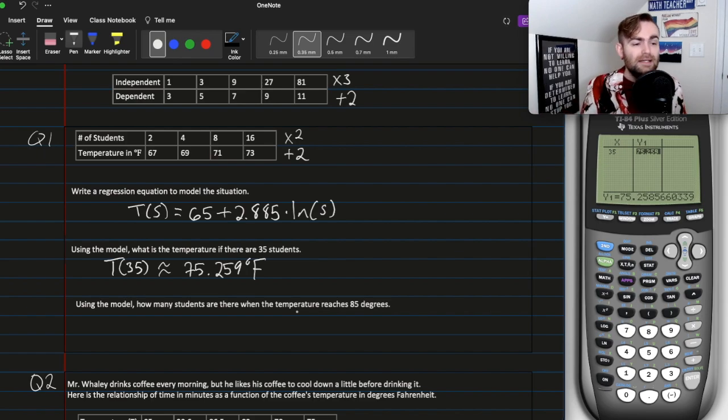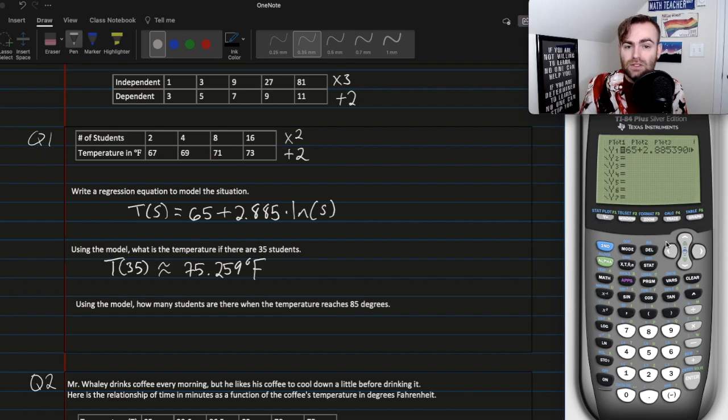described in units. So in this case, we're going to say 35 students is 75.259 degrees Fahrenheit. Then it's asking us to use the model to predict how many students there are when the temperature reaches 85 degrees. So what we can do is we can type 85 here, and we can graph it.